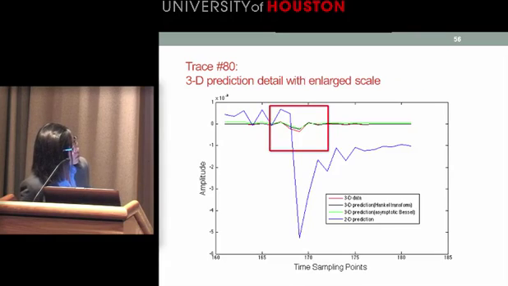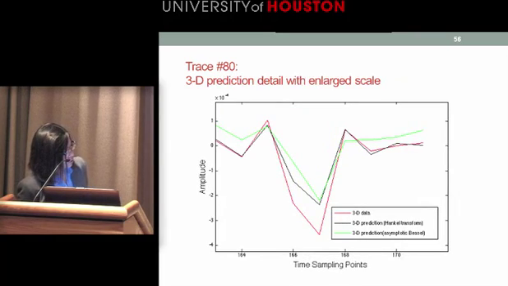Again, we can enlarge this 3D prediction detail. In this case, the amplitude of the 3D prediction transformed back by the asymptotic Bessel function is close to the 3D prediction transformed back to the spatial domain by the Hankel transform. So you can see the green line and the black line are close, the amplitudes are close, and both of them have the correct time prediction.